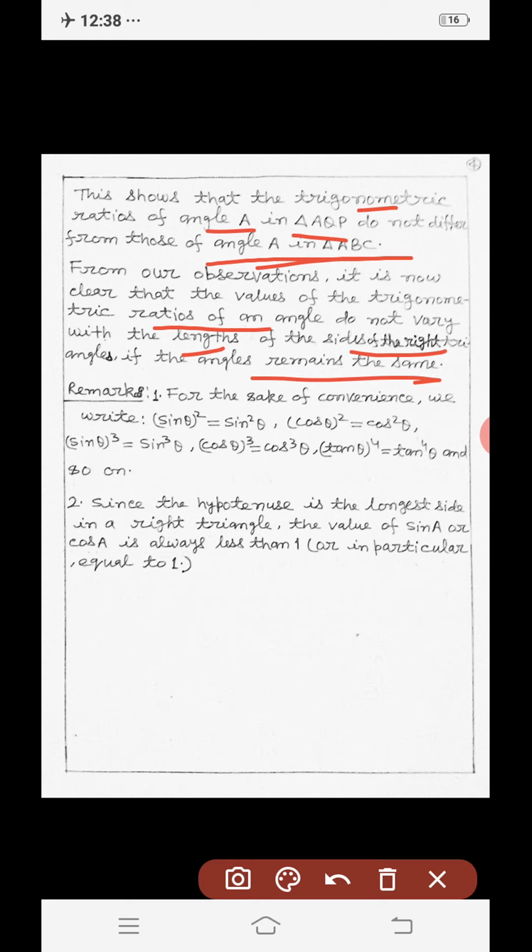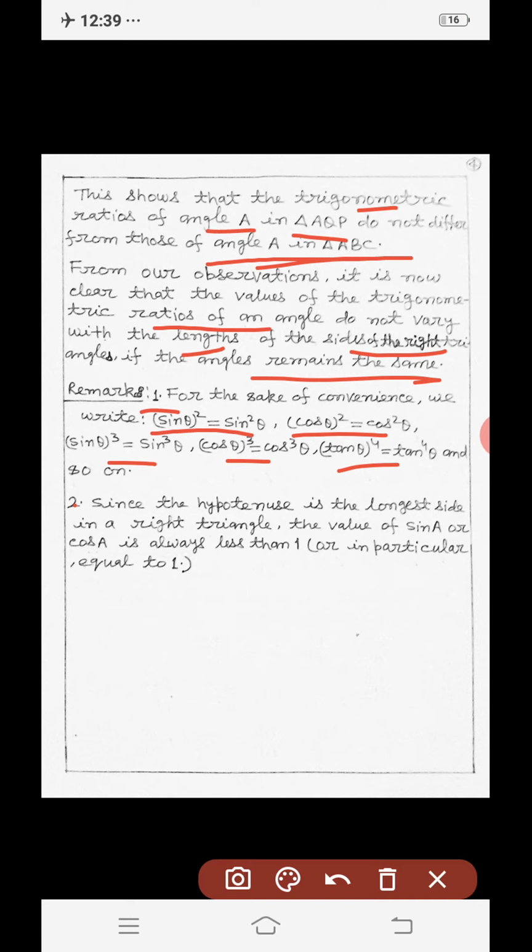Now, some remarks here. First, for the sake of convenience, we write sin theta whole square is equal to sin square theta. Cos theta whole square is equal to cos square theta. Sin theta whole cube is equal to sin cube theta. Cos theta whole cube is equal to cos cube theta. Tan theta to the power 4 is equal to tan to the power 4 theta, and so on.